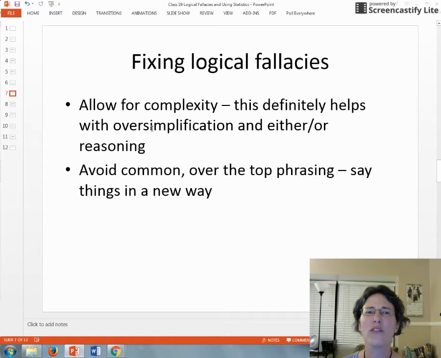Next, you can avoid common over-the-top phrasing. That example on the chart that said, people were born free as the birds, it's cruel to expect them to work. Free as the birds is a cliche, common phrase. Saying things in your own way with your own phrasing will help you to avoid that.